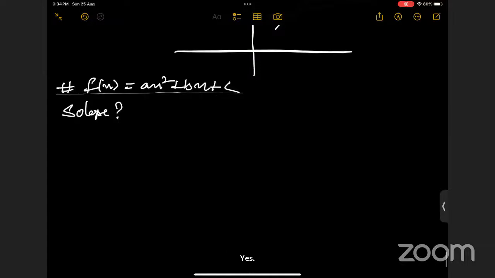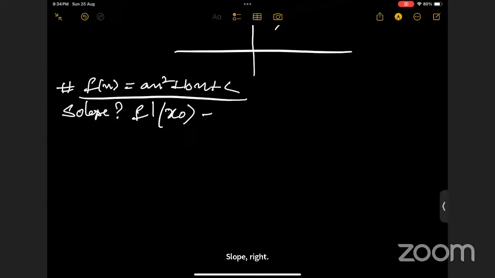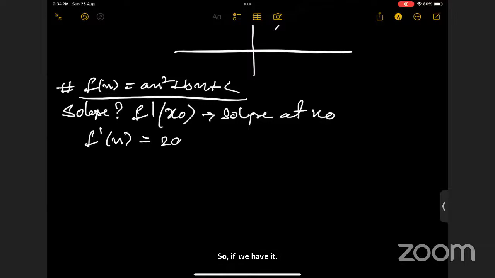If we have f, then f dash is the slope, right? If we apply some point, then we get the slope at that x. So if we have f, what will be f dash? It's 2ax plus b, right? So this is the slope.